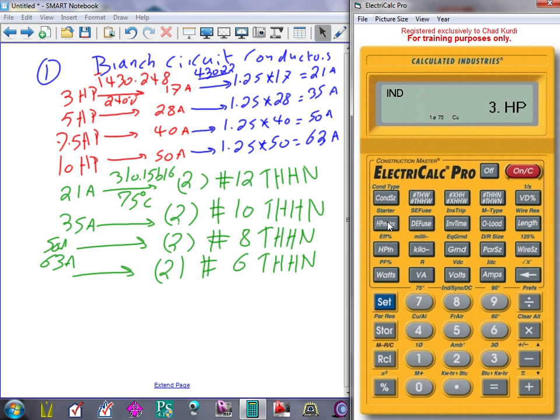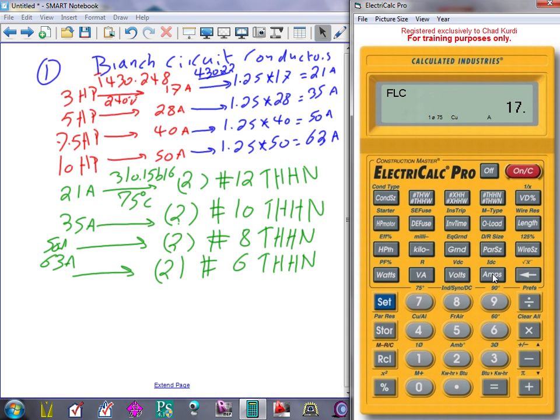HP motor. I have a 3 horsepower. Look at the default here. Can you guys see the IND, induction? You can change this one to synchronous. We're not gonna mess with it right now, but we're gonna do an induction motor. Up to this point, we're cool? Okay, so let's go find the amps.